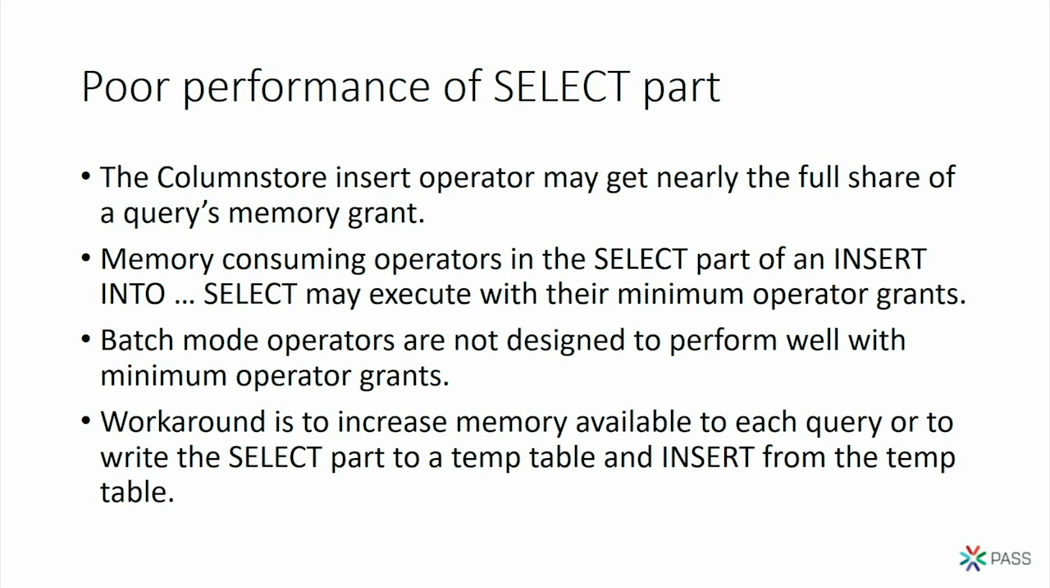It's very easy to see the select operators, or the operators as part of the select tree, executing with the minimum operator grant. So that's 1 kilobyte per DOP or so, depending on the operator. That's very bad performance. The workaround for this, take your select query, insert into a temp table, then insert from the temp table into Columnstore. So you can do 2 loads in one.